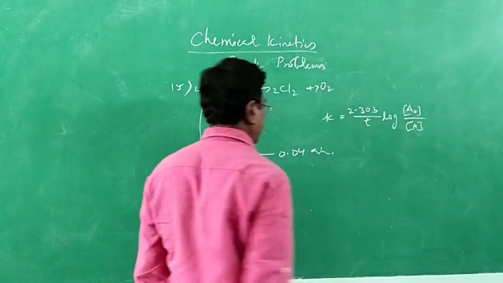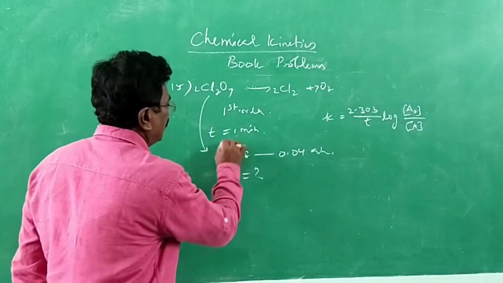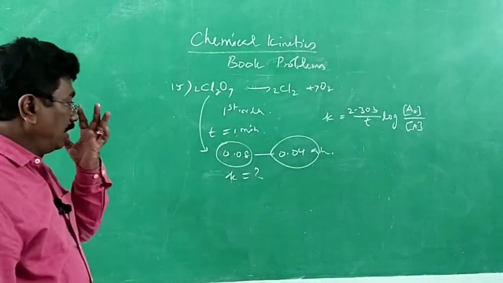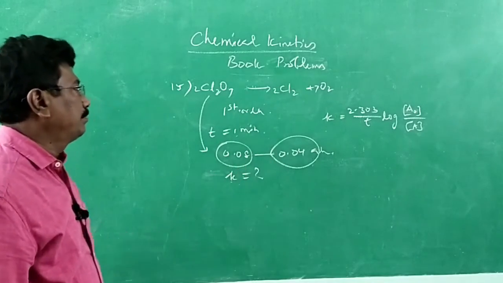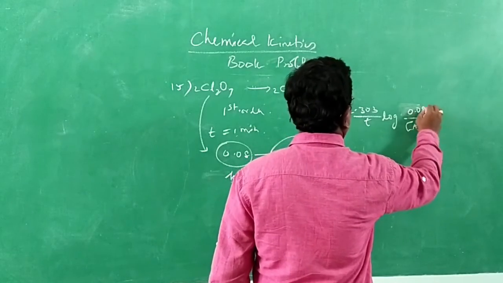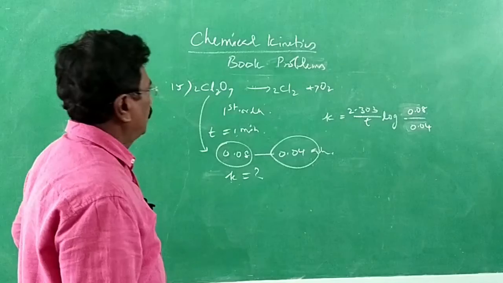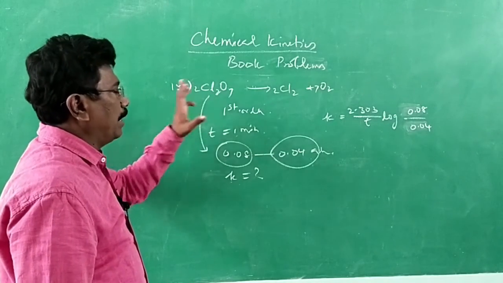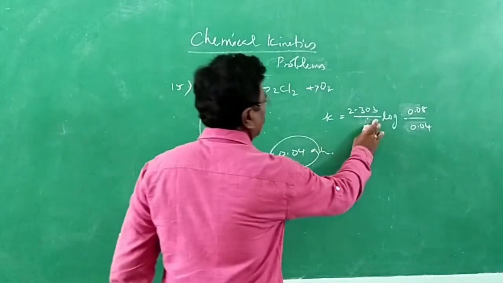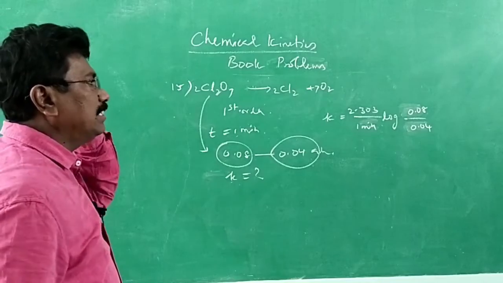a naught is the initial concentration, and a is the concentration after time t. Here everything is given in terms of partial pressure. Concentration at the start, concentration at the end. So a naught can be replaced by 0.08 and a can be replaced by 0.04, the amount of substance remaining. t is 1 minute. So the rate constant we can easily find out.